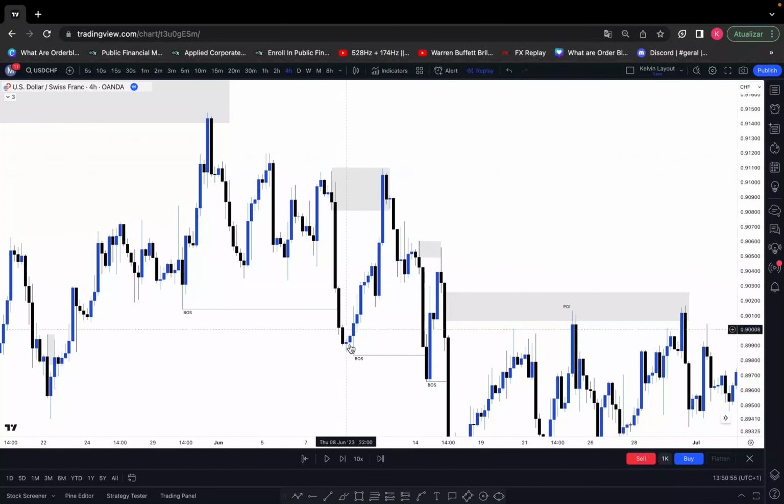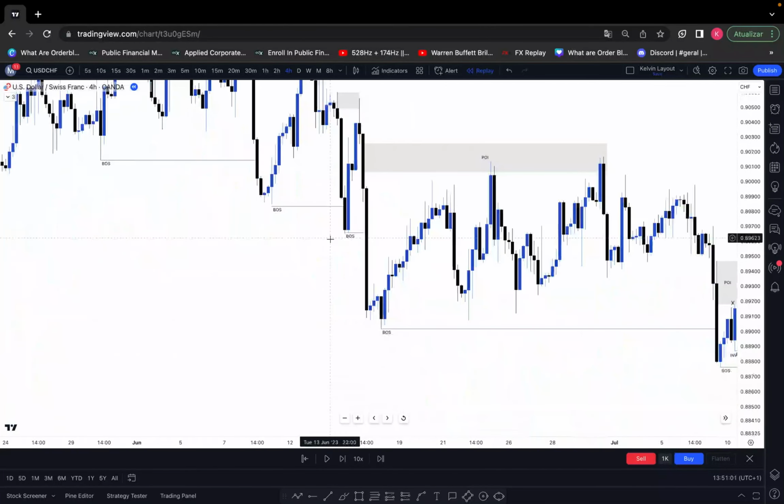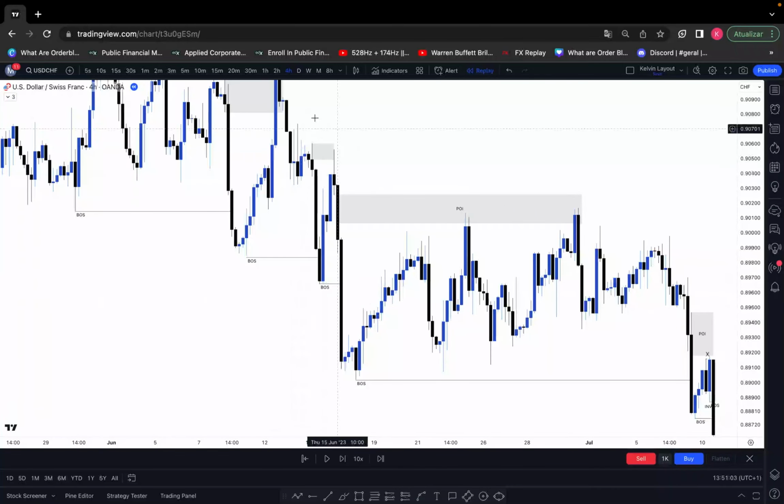We had the break, price came back, mitigated, respected the supply zone, and gave a second break of structure. We can see that then price came back to the supply zone and broke structure again. We have the third break right here. And then price came to this point of interest.